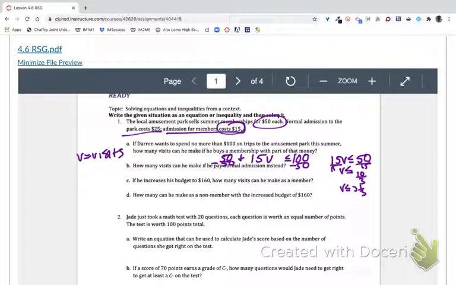So how many visits can he make? At most 3 visits. Anything more than that, and Darren goes over the cost of the trip. What if he pays normal admission instead? Well, normal admission is $25 per trip, and he needs to spend less than or equal to $100. Divide both sides by 25, and he can go at most 4 times.